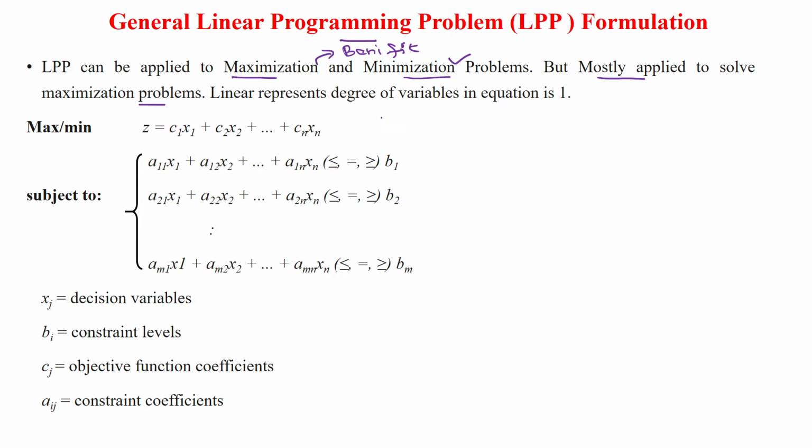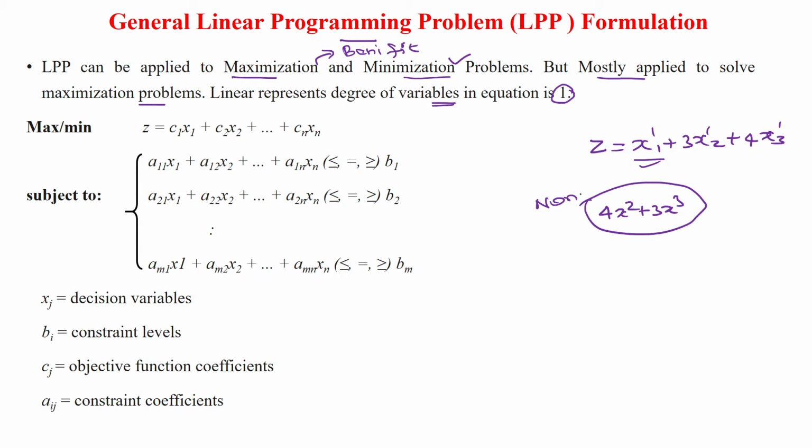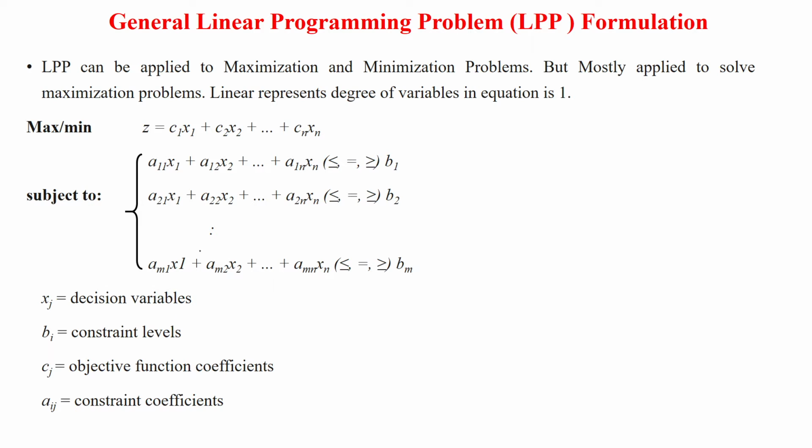Linear means the variables in the equation have degree 1. For example, we will have a maximization function like x1 + 3x2 + 4x3. Here the degree of the equation is 1, so that is why it is called a linear equation. Suppose you have 4x² + 3x³, then it is not a linear equation, it is a non-linear equation. In this problem we are going to deal with only linear equations, so linear programming.